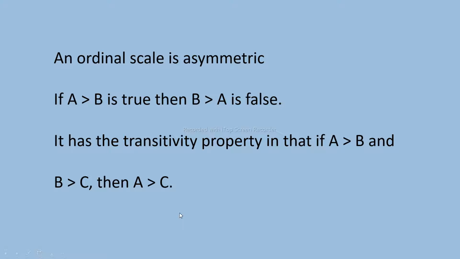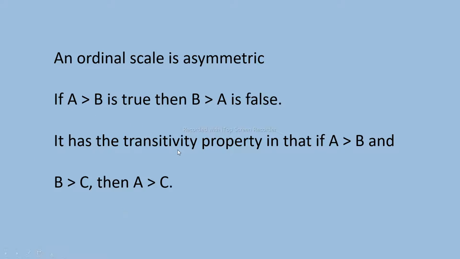A few more things about the ordinal scale: an ordinal scale is asymmetric. What does it mean? If A is greater than B is true, then B is greater than A is false. It is very obvious. If A is greater than B, then B cannot be greater than A. This is the asymmetric property of the ordinal scale.